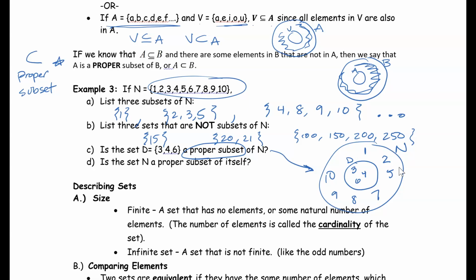Is set N a proper subset of itself? I would say no, it's not, because the set N, if we were to draw it like that, is itself. So there aren't any additional items on the outside, which would be necessary in order to call it a proper subset.